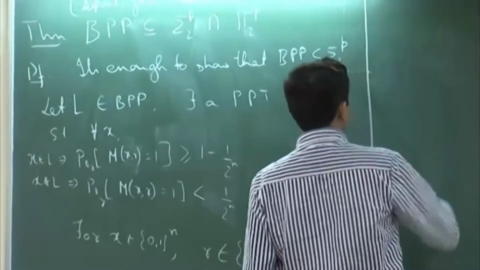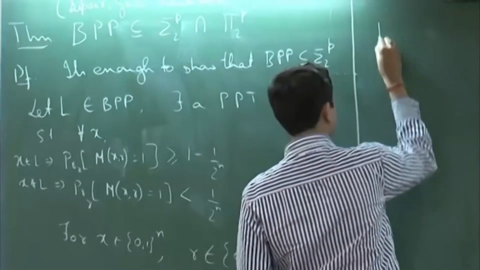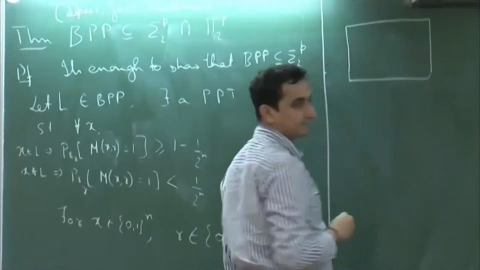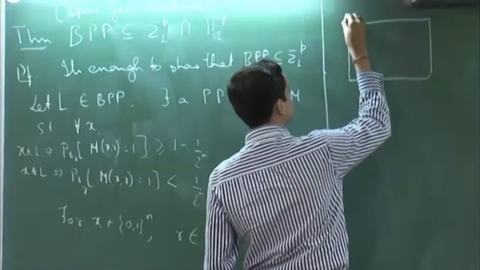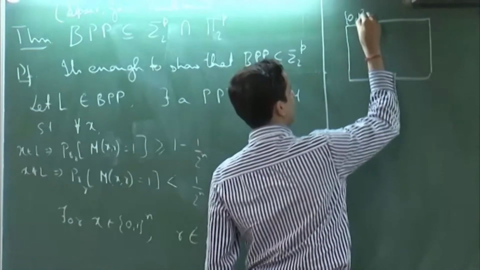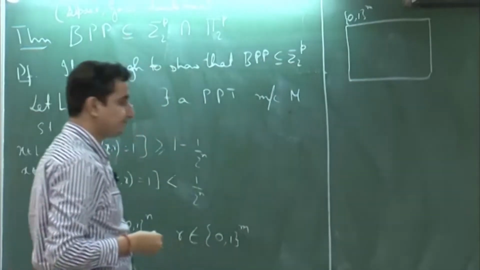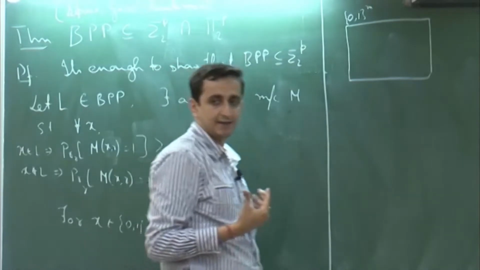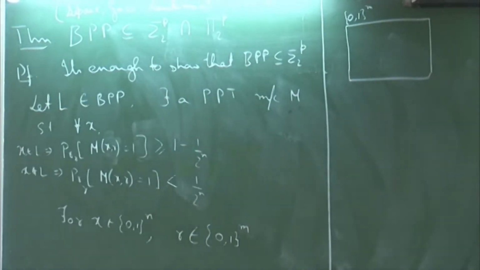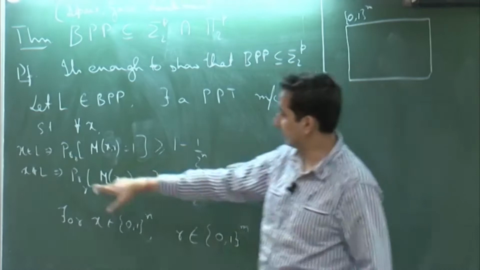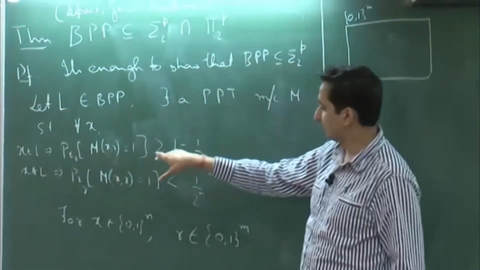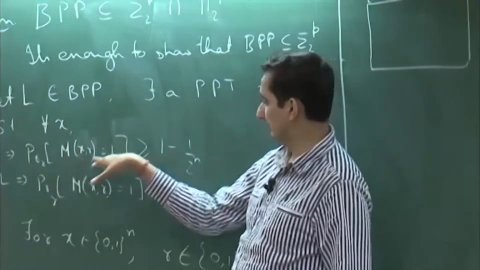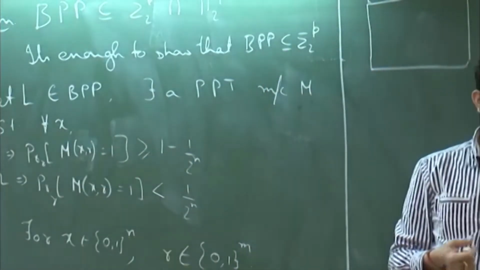So, the idea is as follows. Let us look at the space of all random strings. This is the set of all strings of length m. How many good strings do we have in this set? Suppose we have an instance which is in the language. For that instance, how many strings are there which make the machine give a correct answer? Is the question clear?